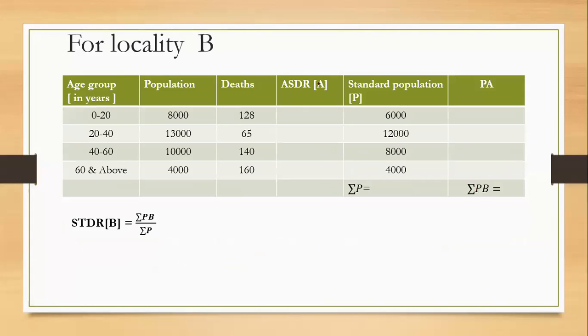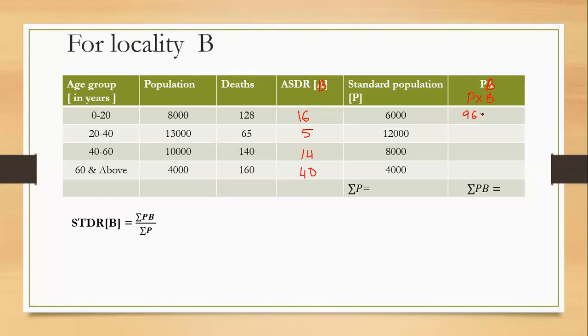Calculate ASDR. Good students, all are giving me answers. Okay, first one, what is the ASDR? 16. Second one, 5. Third, 14. Good. Fourth age group, 40. Multiply with the standard population now. ASDR into the standard population, P into B.